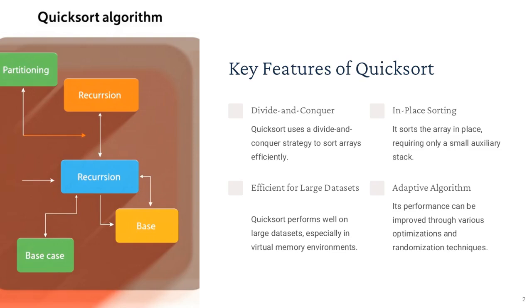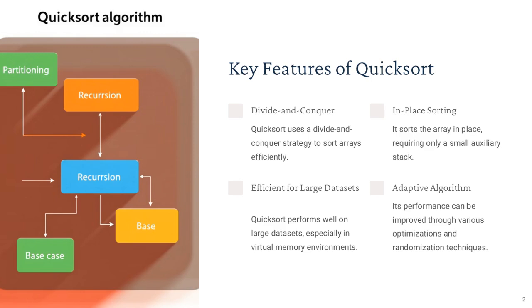Quicksort's effectiveness stems from its foundational features, each contributing to its status as a go-to sorting algorithm. First, it employs a divide and conquer strategy, systematically breaking down a complex problem into simpler subproblems. This approach not only enhances its computational efficiency but also aligns well with recursive implementations, making the algorithm elegant and intuitive. Second, Quicksort sorts arrays in place, requiring minimal auxiliary space. This feature is crucial for applications where memory resources are constrained.